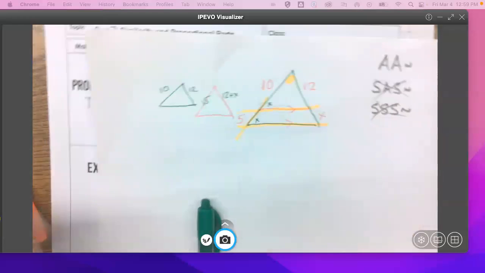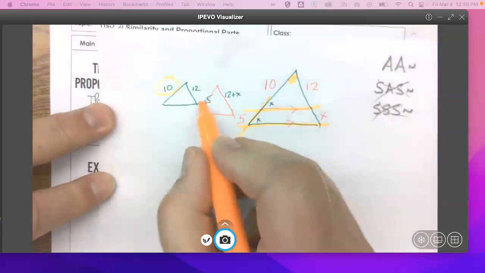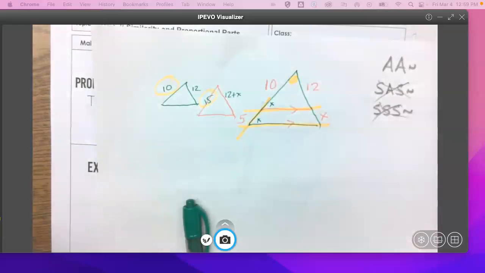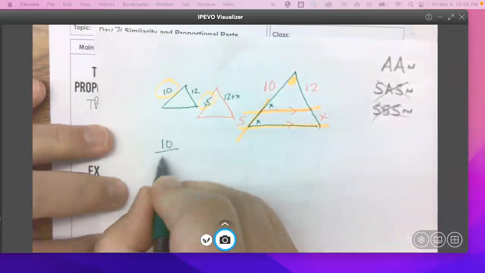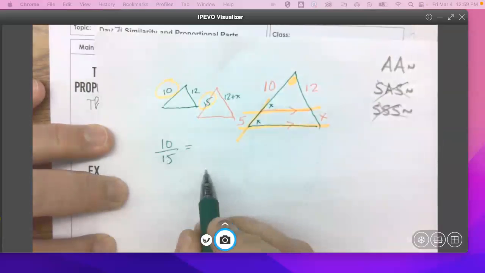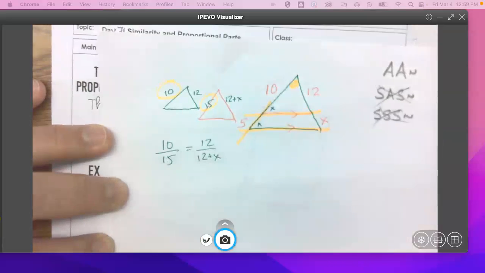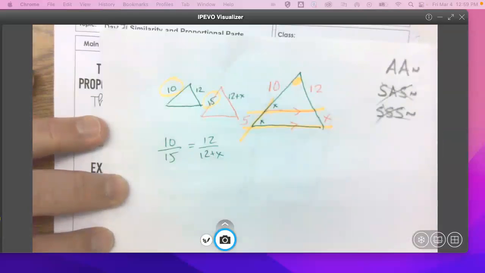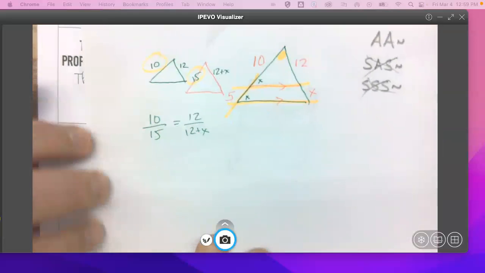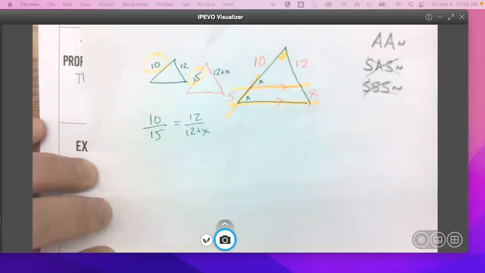And now I could create a ratio. I could say that if I'm taking the little triangle to the big triangle, I can say that 10 is to 15 as what? 12 to 12 plus X. Good. And that'll totally work. You can continue to use that idea. But today, what this worksheet is about is there is a shortcut we can use.